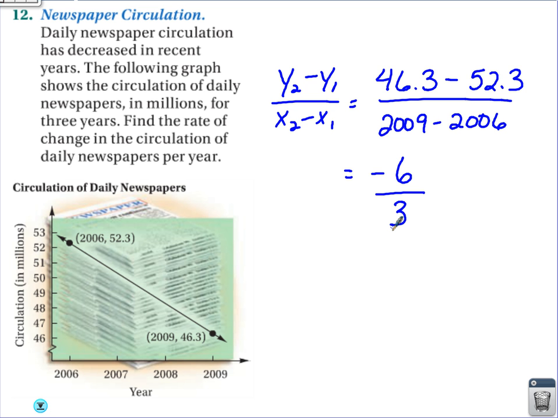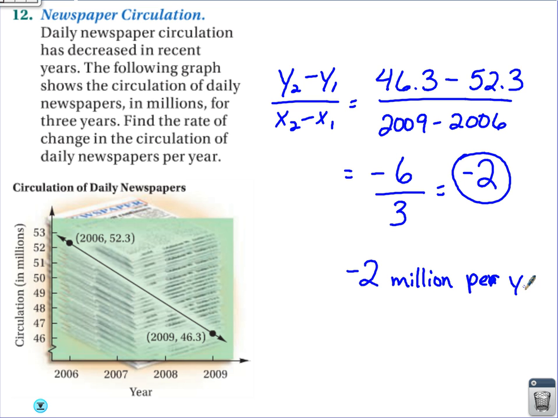Again here we have a negative slope, and the reason we have a negative slope is because there is a decline. It's going down 6 million over 3 years, and as we reduce that, we get negative 2. So if it's going down 6 over the course of 3 years, then steadily it went down 2 million per year. So you could write that as a decline of 2 million per year. That's what your slope is equal to, negative 2, and we see there again what that means to us in application type problems.